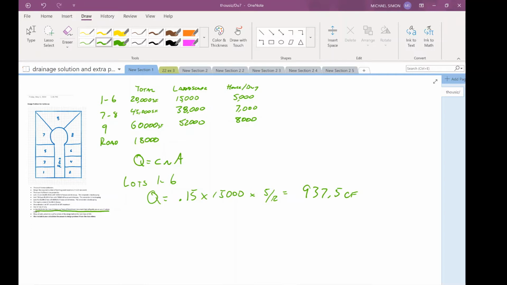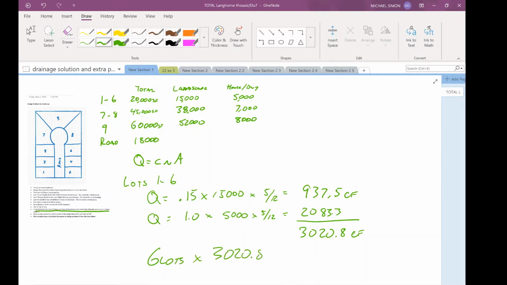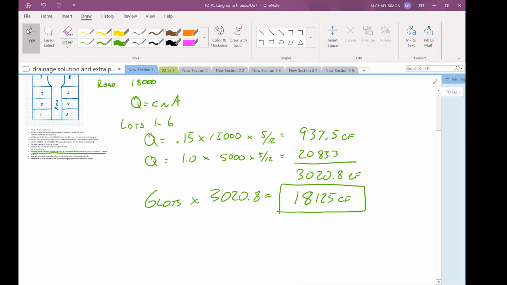Then I'm going to find out for my hardscape, Q is equal to 1.0 times my driveway, 5,000 square feet, times 5 over 12. 5,000 times 5 over 12 is 2,083.3 cubic feet, plus the 937.5, and that gives me a total of 3,020.8 cubic feet for a single lot. We have 6 lots, so times 6, we have to store a total of 8,125 cubic feet of water. So I'm going to take that number and put it off to the side. We're going to use that a little bit later.